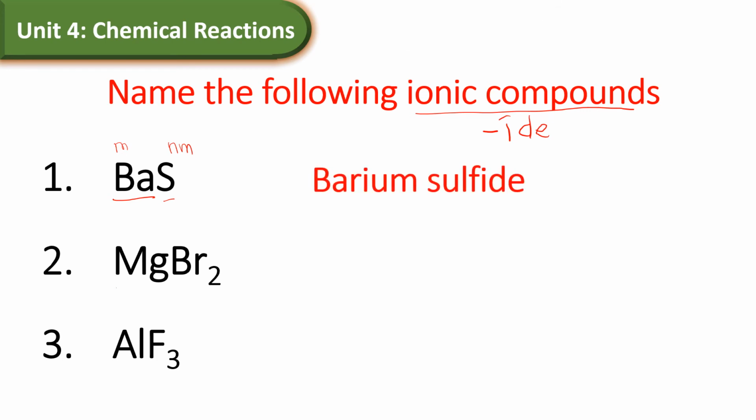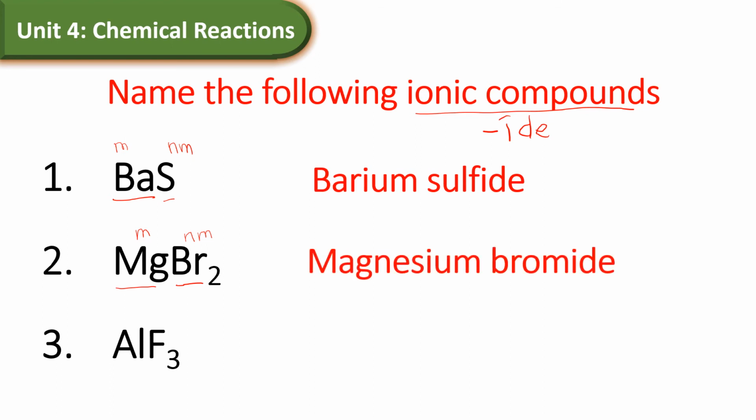Next, we have your MgBr. Mg is a metal, Br is a non-metal. So Mg is what? Magnesium, right? And bromine. Again, this is an ionic compound, so you will not say bromine, but bromide. So the name is magnesium bromide.